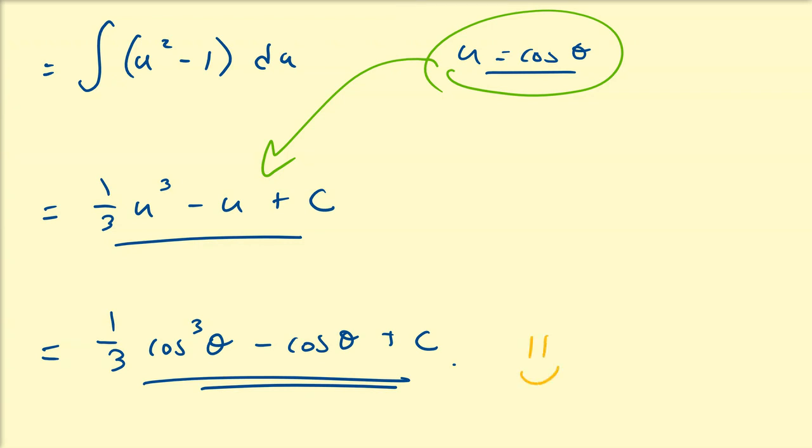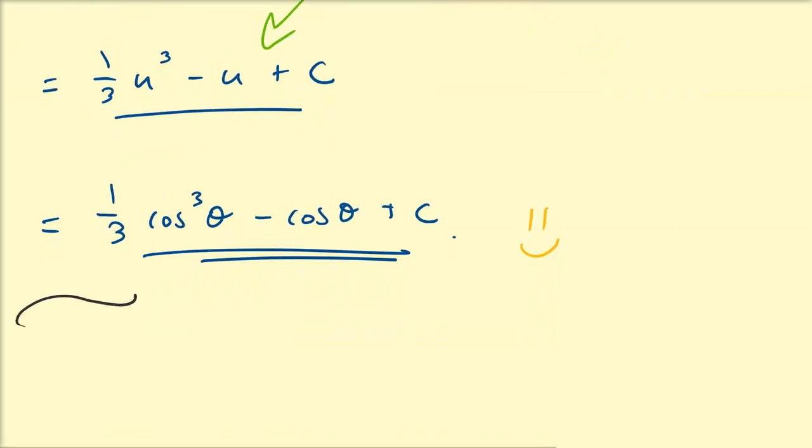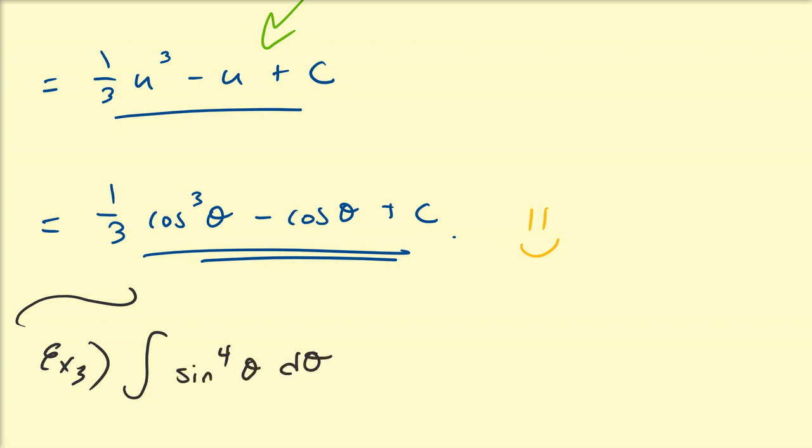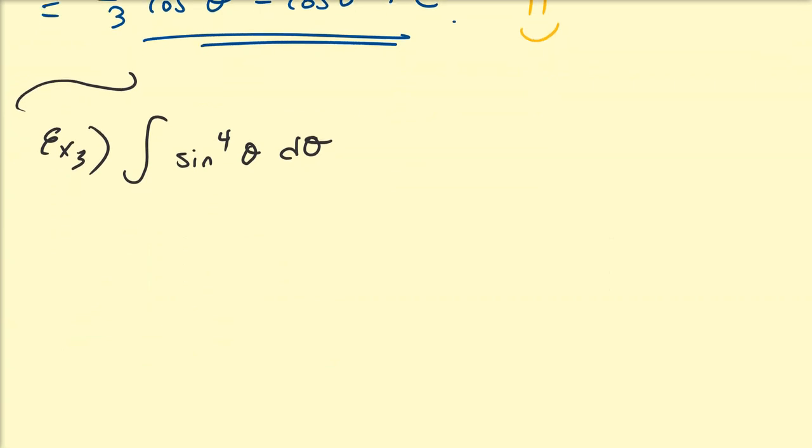Alright, so let's increase the difficulty just a tad bit. Let's consider the next exponent in sequence. So example 3. What about the integral of sine to the 4th theta d theta? So we can start this problem just like we did in the last one by decomposing sine to the 4th as sine squared times sine squared. So this is sine squared theta times sine squared theta d theta.